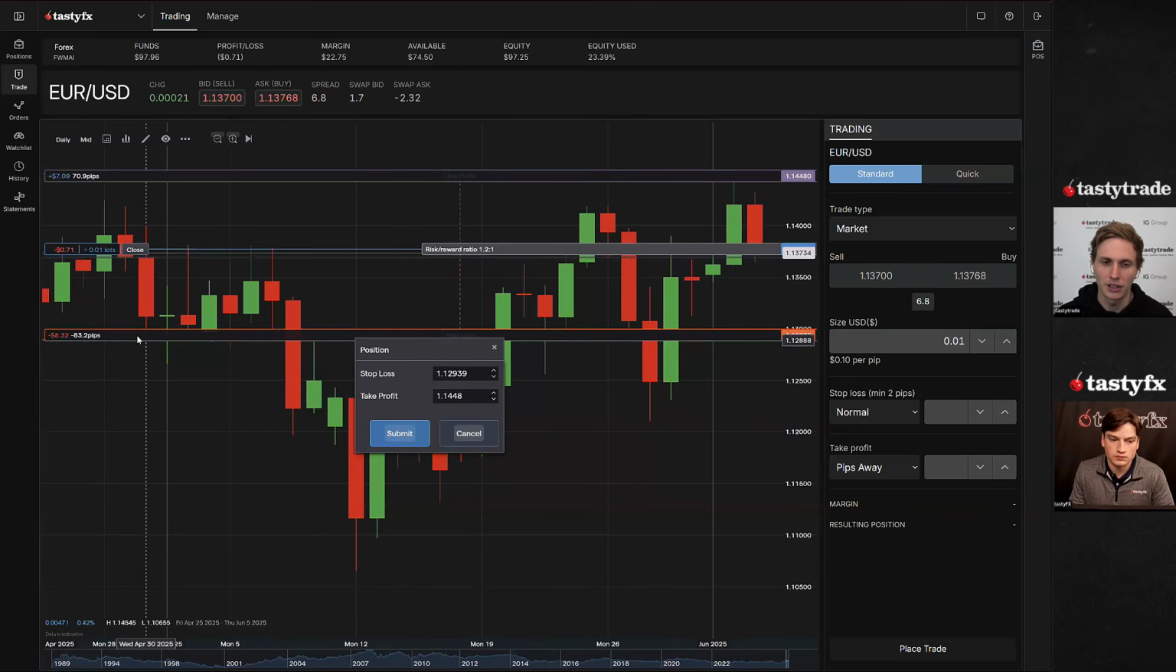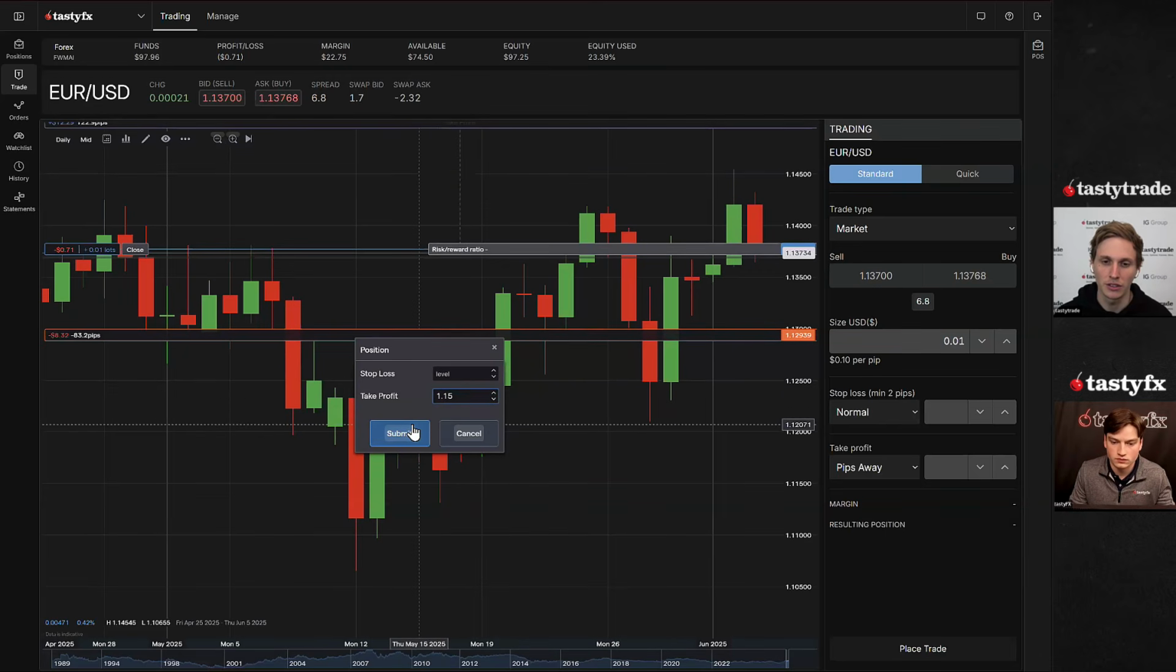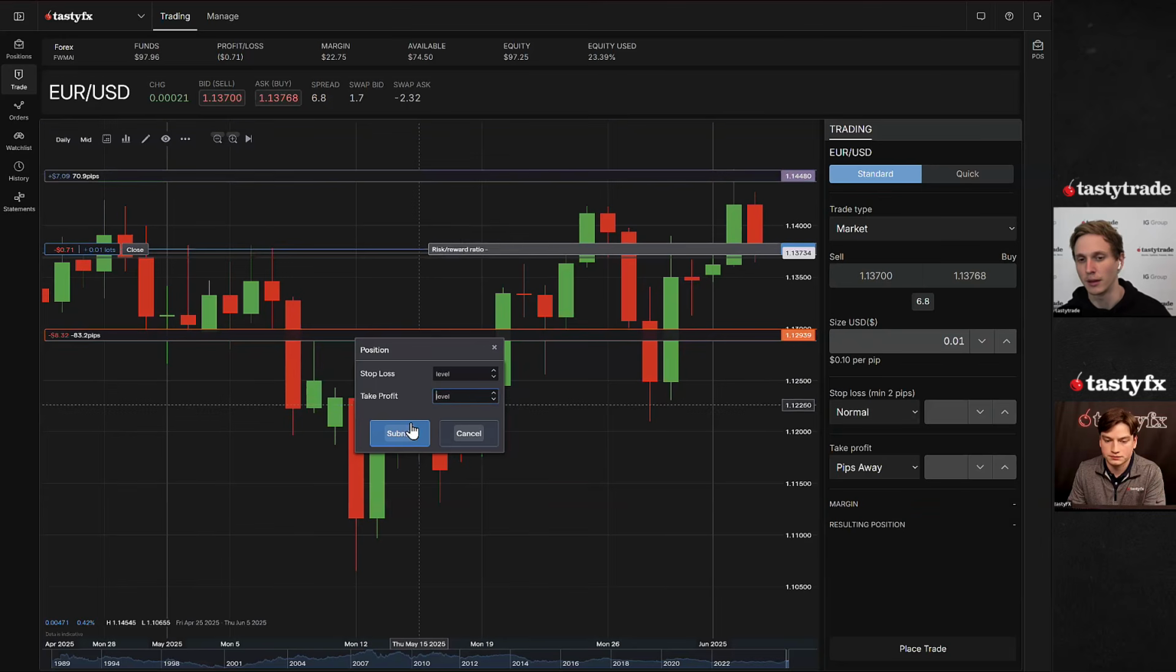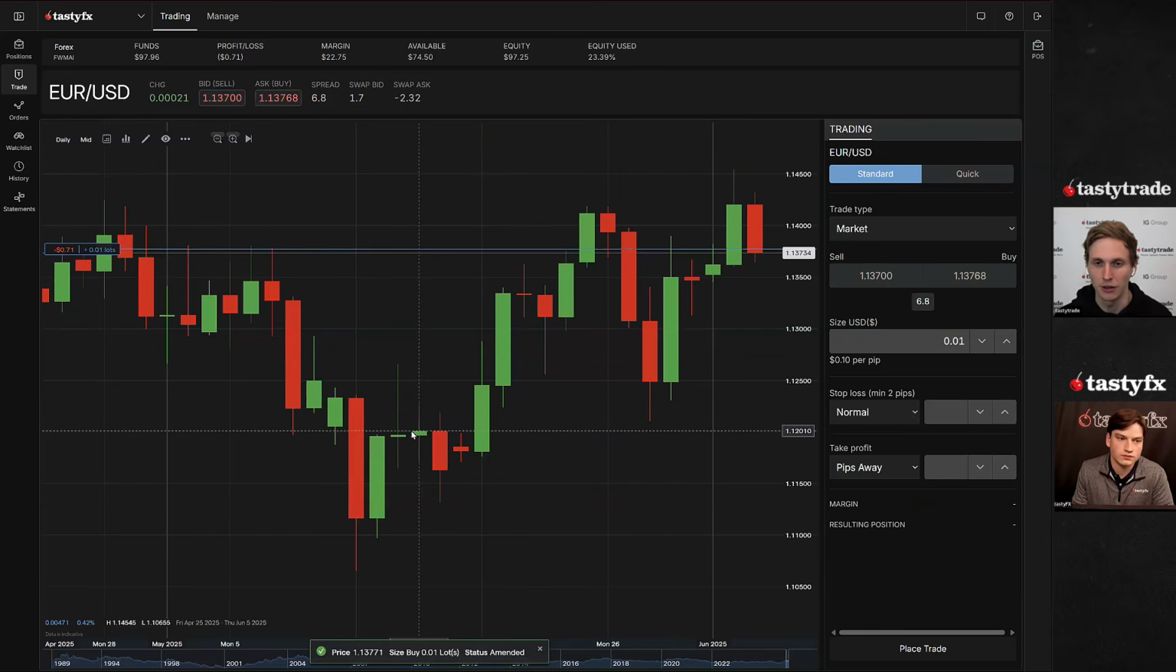So you can always click on it and edit those numbers. Instead of dragging, if you want to set a specific number, you can type it in. Or if you want to get rid of those orders entirely, you just delete the number that's there. On the stop loss or take profit, if we remove all the numbers in there, that'll remove the order too.